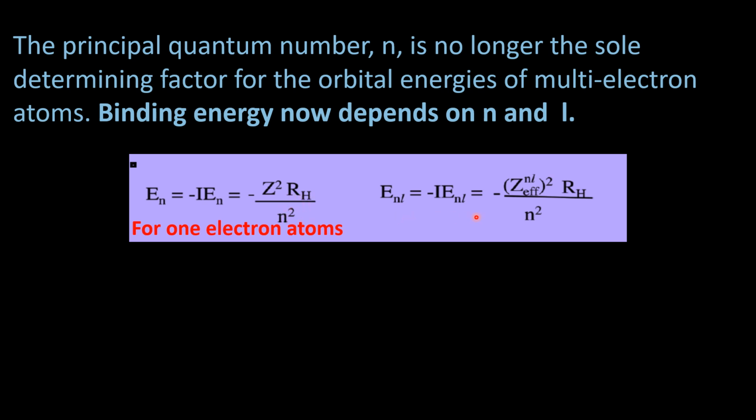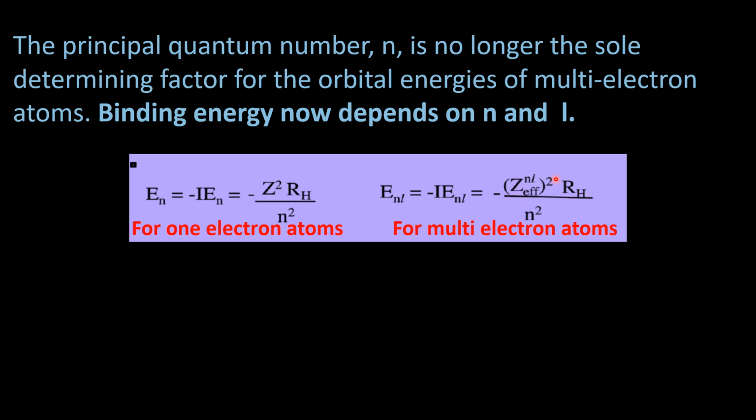Now if we look at the binding energy of a multi-electron atom, it looks pretty much the same. Again, the binding energy is equal to minus the ionization energy, but the difference is that it now depends not only on the value of n, the principal quantum number, but also on the value of l. The n and l, that is the principal quantum number and the orbital quantum number, together determine the binding energy. It will be equal to minus Z effective squared over n squared times the Rydberg constant.